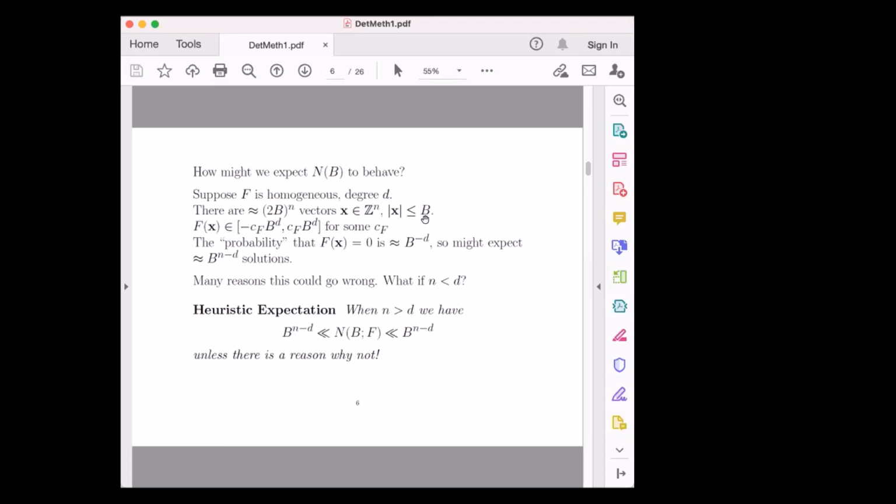Well, there are many, many reasons why this can go wrong. For example, this would be ridiculous if n, the number of variables, was less than d. You'd have an exponent here that was negative. Anyway, as a first try, we have this suggestion that when the number of variables is bigger than the degree, then the counting function should grow like B to the n minus d. Bigger than a certain constant times B to the n minus d, less than some other constant times B to the n minus d. With this proviso, unless there is a reason why not.